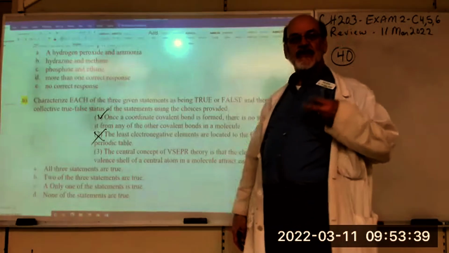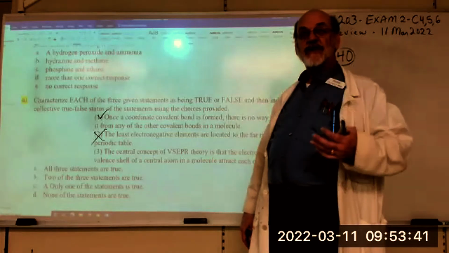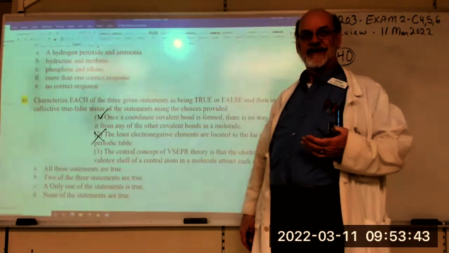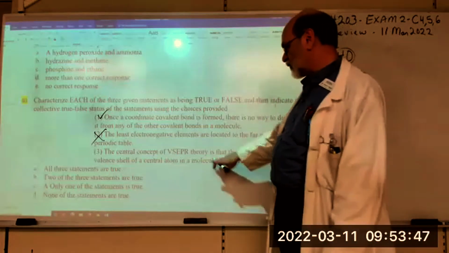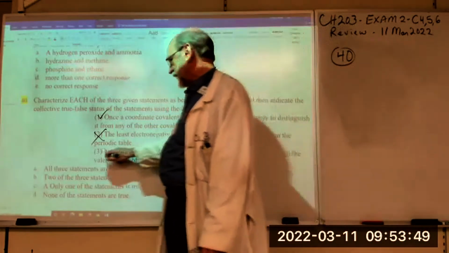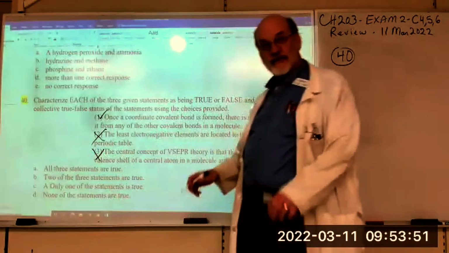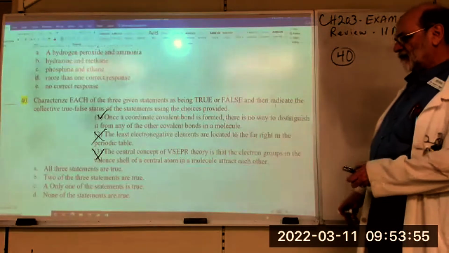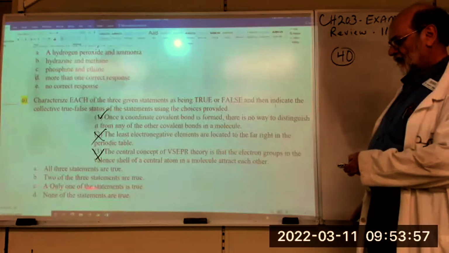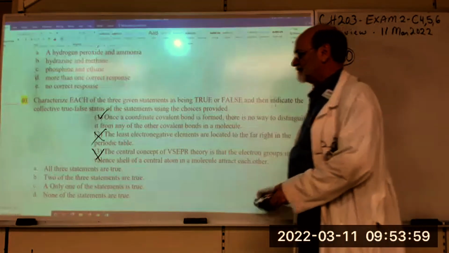You try to position those groups so that you minimize repulsion. They repel each other because they're made of electrons. That's the central concept of VSEPR. Not that they attract, but that they repel. So there's only one answer here. Only one statement is true.